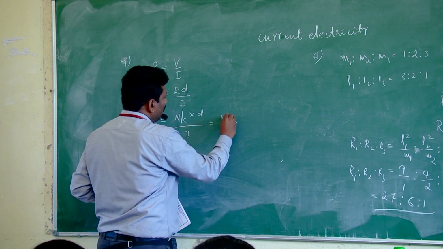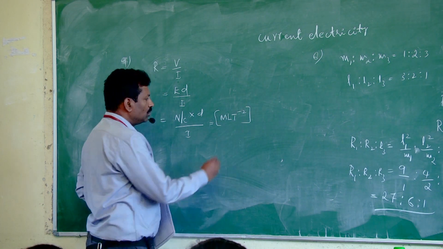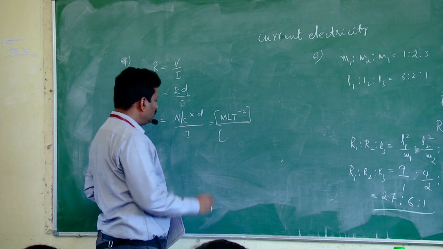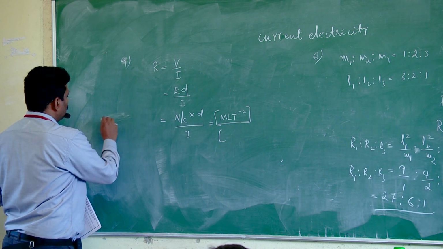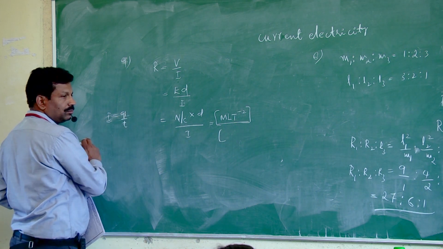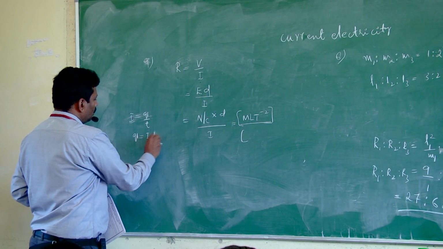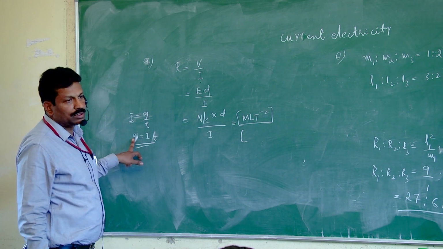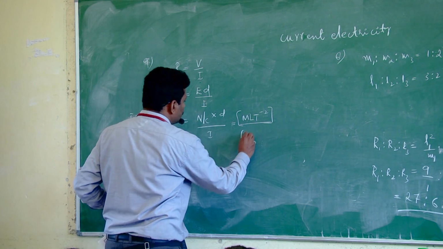Newton is MLT minus 2. Dimensional formula MLT minus 2, and down we have Coulomb. So I is Q by T. Are you clear? I is Q by T. Therefore Q is equal to I into T. We don't have a fundamental unit for charge. We have one for ampere, I mean current. So Coulomb we can write as ampere into time.